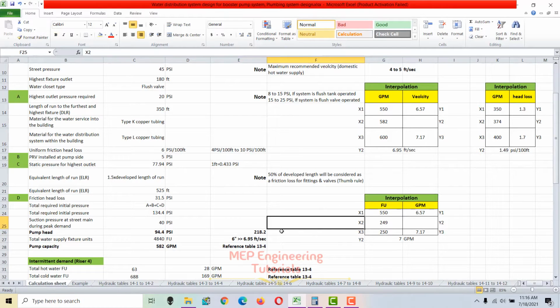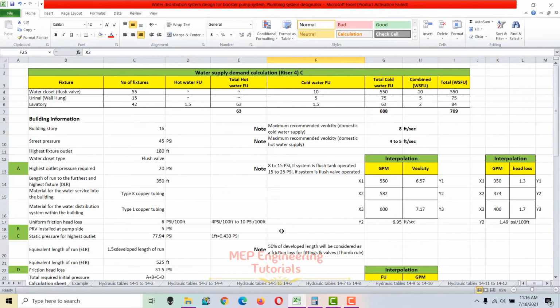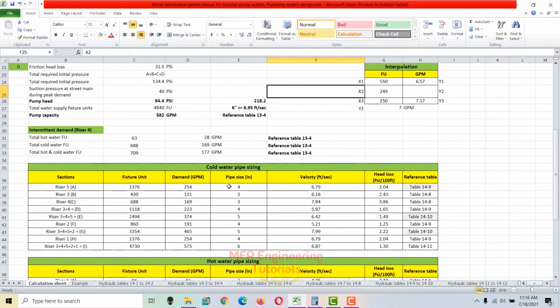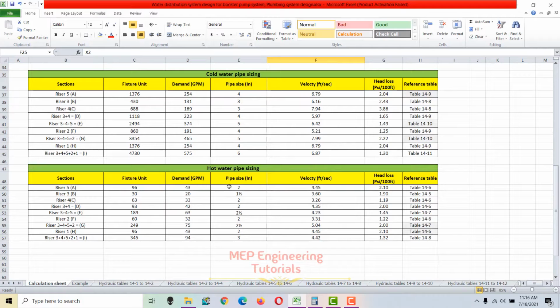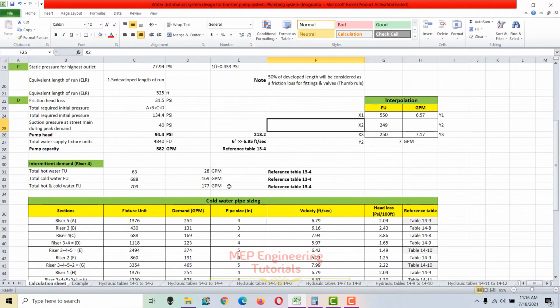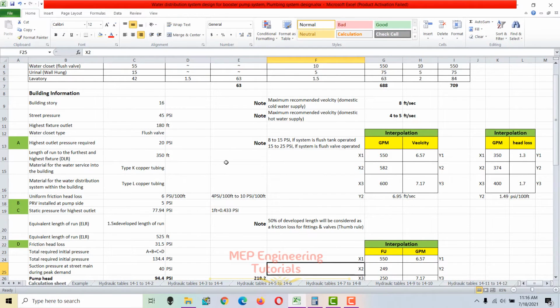So this is how you can design your water supply system using a booster pump as a source of supply. I hope you guys learned something from this video.